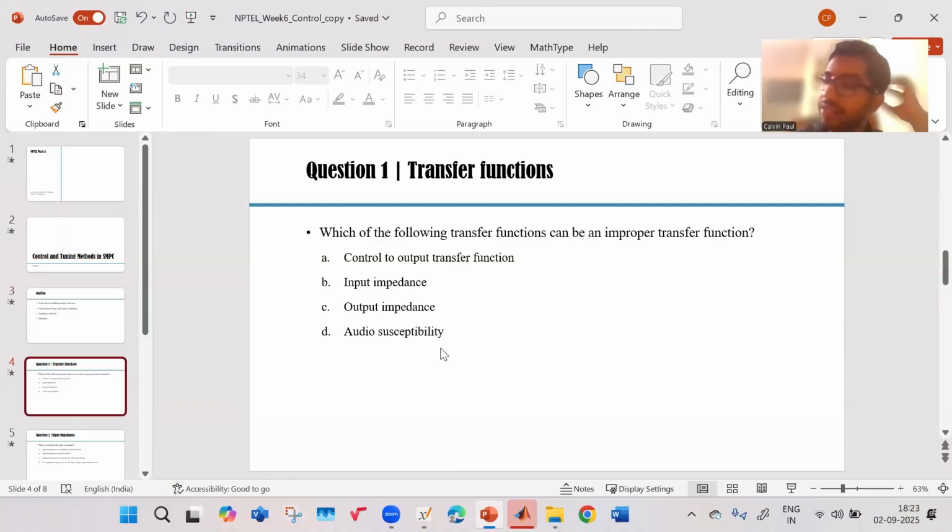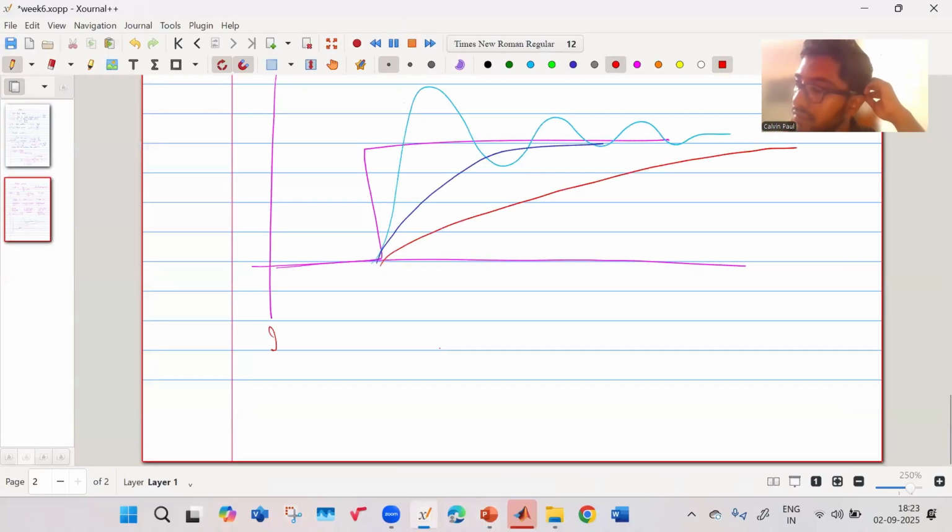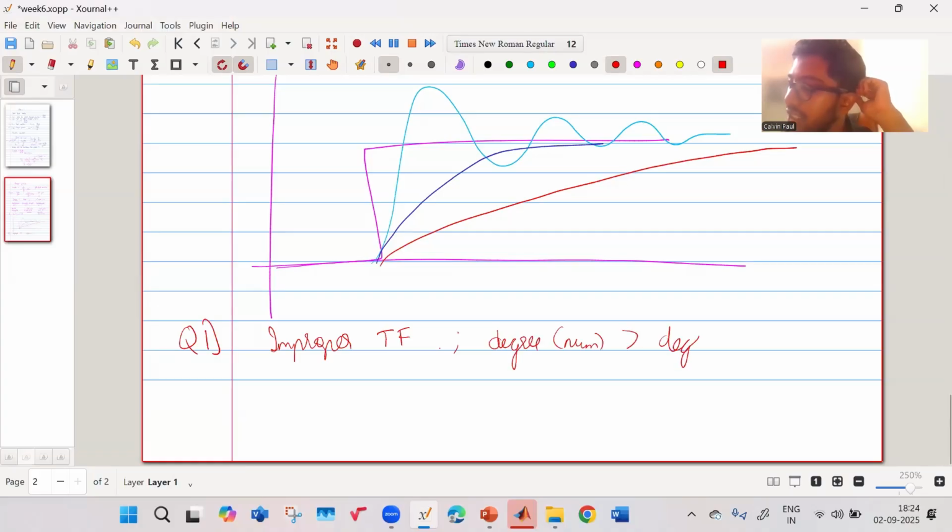So what is an improper transfer function? Numerator degree no greater than degree of denominator is proper. So if the degree of the numerator is greater than the degree of the denominator, then it is known as an improper transfer function. Okay. And that happens only for your input impedance.